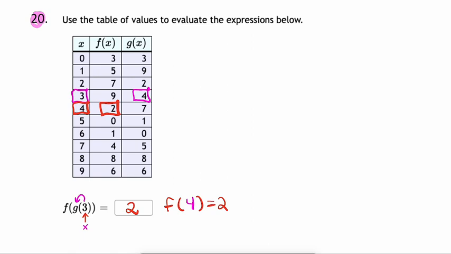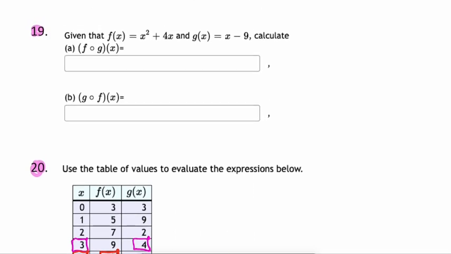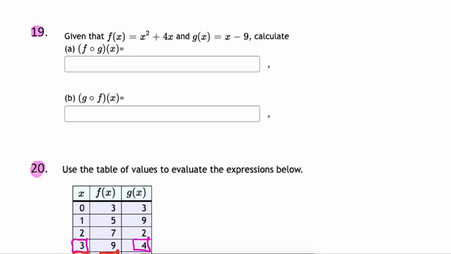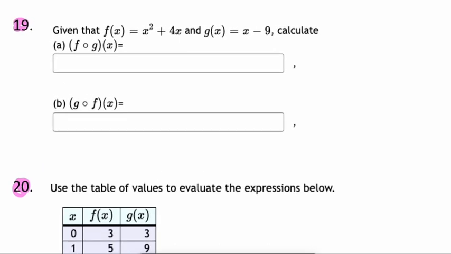Okay, now I'm going to go back to 19 just because we need to be able to do one like 19 as well. So the first thing they asked me to do is to find f of g of x. So the first thing I want you to get used to is taking out that notation and writing it as f of g of x as my input. So that notation means f of g of x. I'm taking the f function, I'm plugging in g of x. So in that spot, as an input, let's write x minus 9 right there.